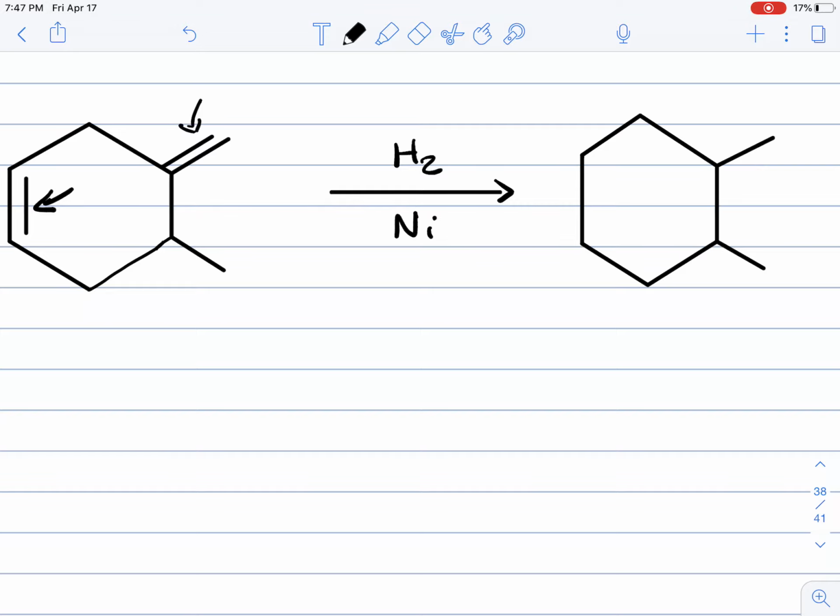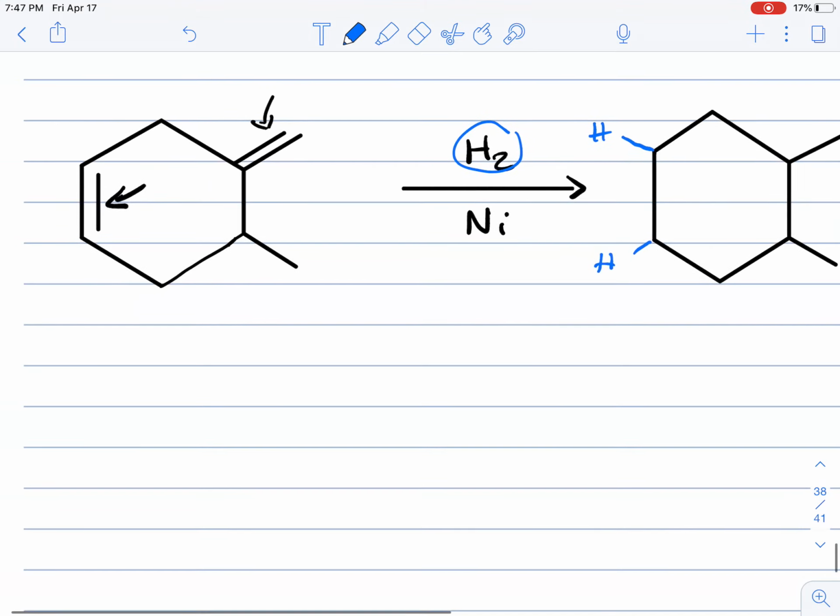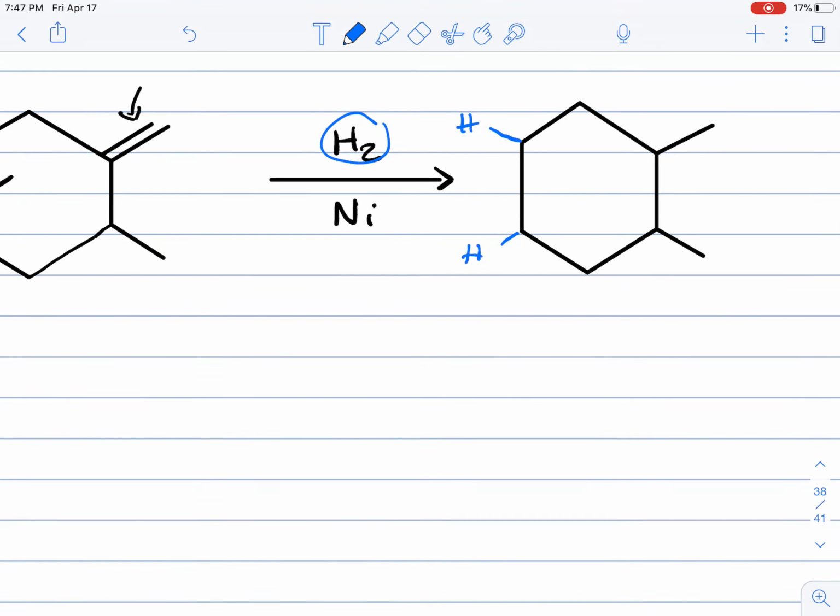Okay. Now, if you want to show your work by showing all the hydrogens, you can very well do so. So those hydrogens are going to be attached to this part of the molecule of where that double bond was. And you'll also have a hydrogen in this part of the molecule where that double bond was.